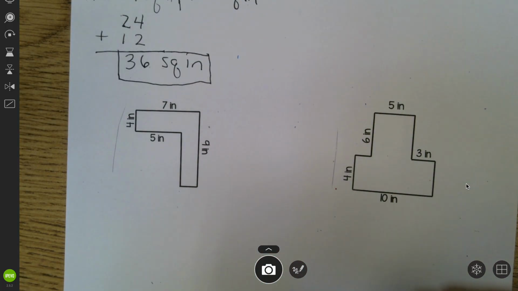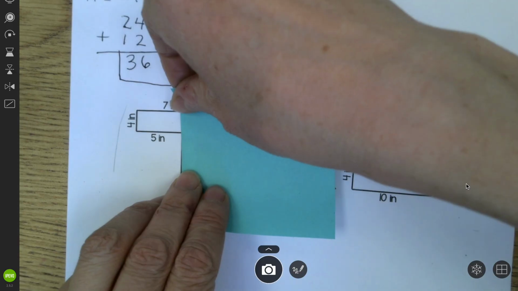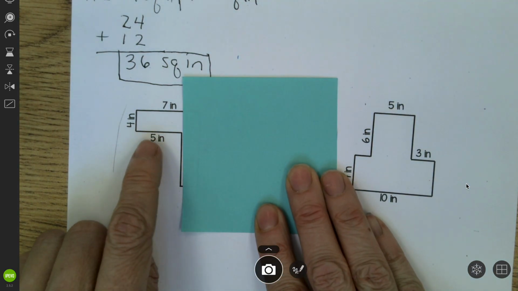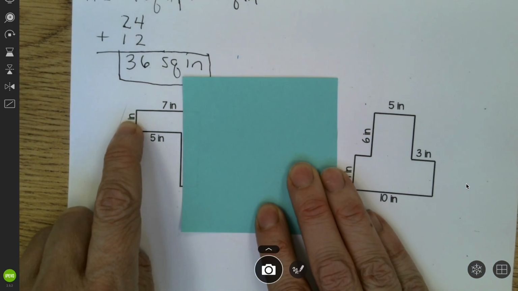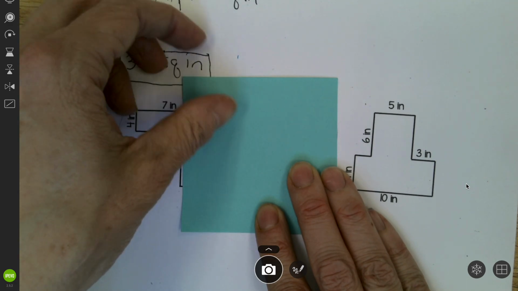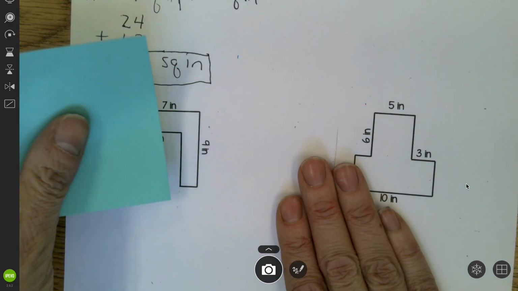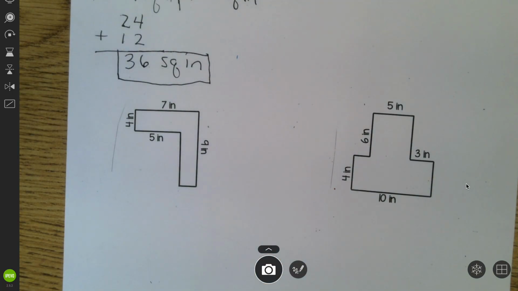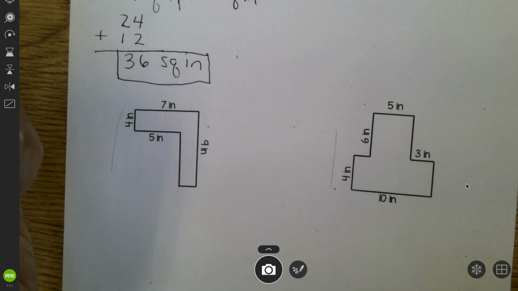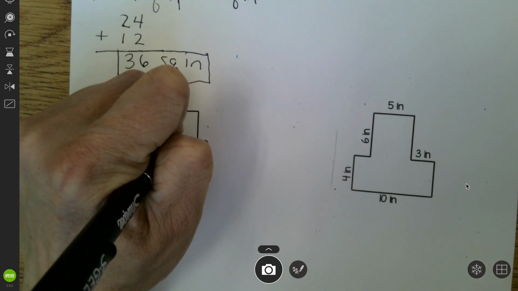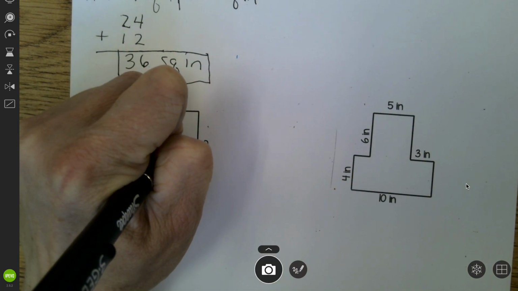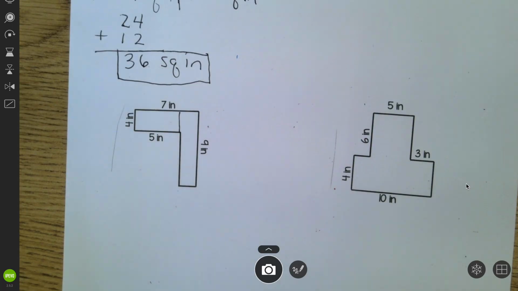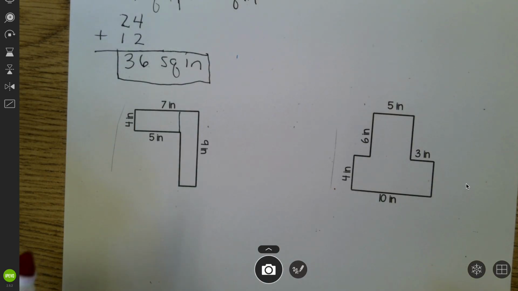What if I break it up this way? I see that the length is 5, the width is 4. But then I'll have to solve for this missing part. So I'm going to just break it up. I'm going to choose a way. I'm going to go vertically, just like this. Okay? So I have 2 rectangles. If it's helpful for you, you can color them in.